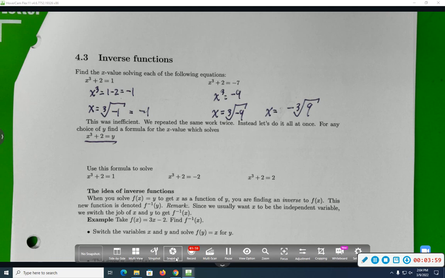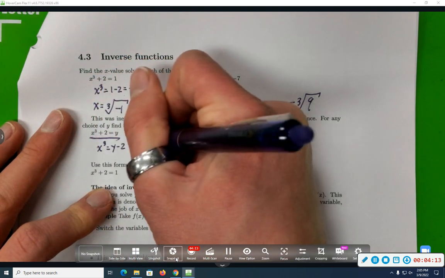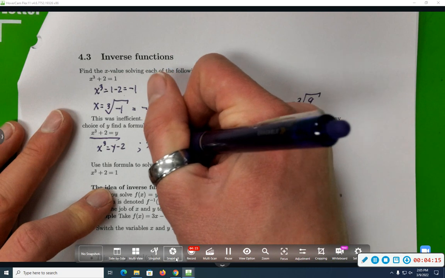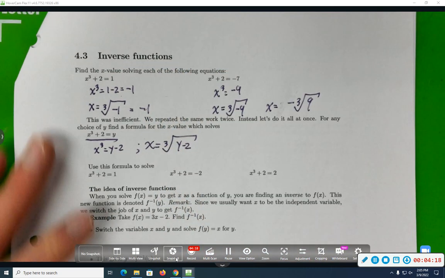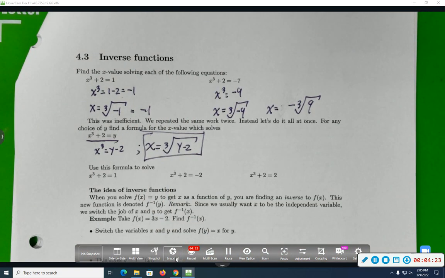I think so. You would subtract 2 from the other side and then take a cube root. Exactly the same as the previous problems. x cubed equals y minus 2. x equals the cube root of y minus 2. So here's the point. That now gives you a formula: whenever you want to solve something of the form x cubed plus 2 equals y, there's the formula for the solution. So let's not solve the equations anymore. Let's just use the formula.